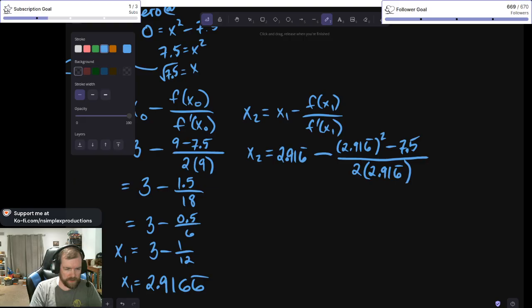So what we're going to do is plug in on our y equals on the calculator, hashtag not sponsored, our y1 is going to be the function. So in this case, it is x squared minus 7.5. y2 is going to be the derivative function, which in this case is just 2x. It's nice and easy, but we want to set up an algorithm to make this work.